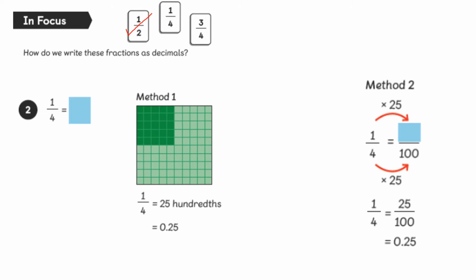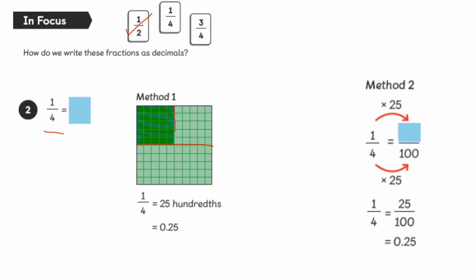So we're going to be moving on to the second card on the in focus task, and that is 1/4. So thinking of method 1, you can see here that we have got another 100 square, and we have got a quarter of that actual square shaded in. Now it's hard to see because I've got this highlighter pen. Let me switch back to the red so you can see it.